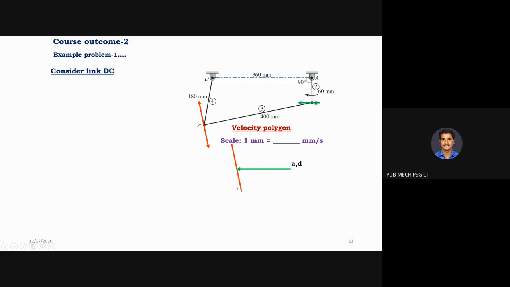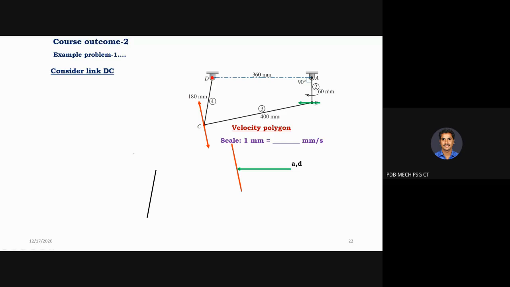Velocity of point C can also be obtained by considering the link CD, correct or not? Yes, sir. Velocity of point C can be obtained with respect to B. In the previous step we proceeded, we got this red color vector. And velocity of point C can also be obtained with respect to the absolute point D. What do we need to do? We need to consider only link CD.